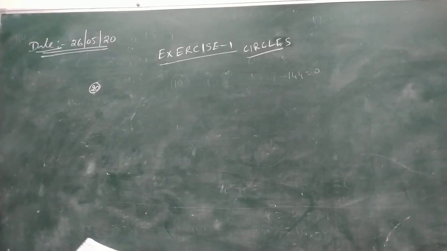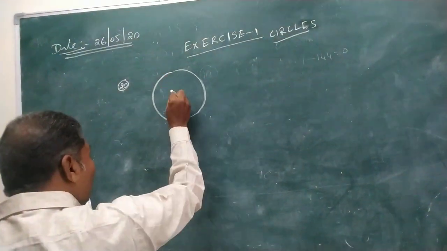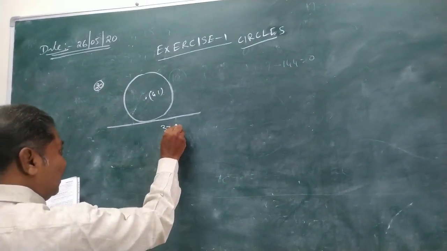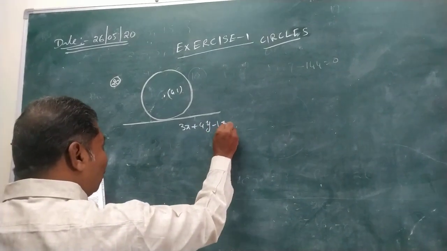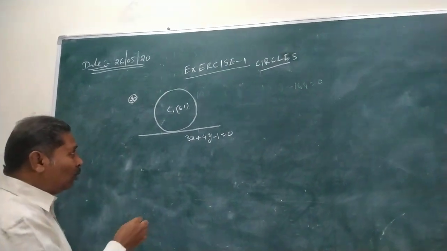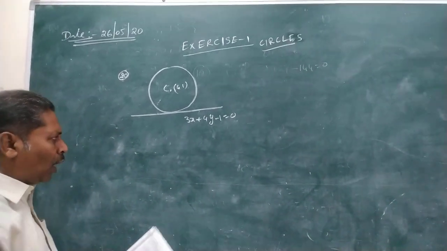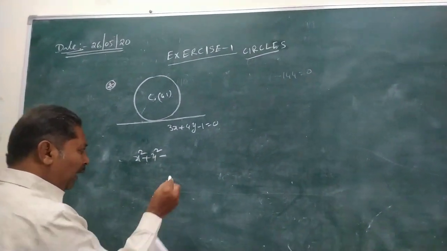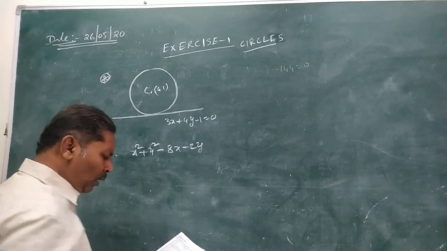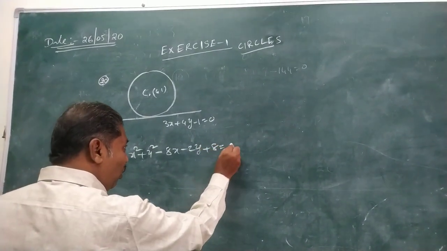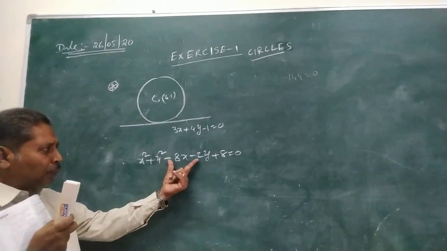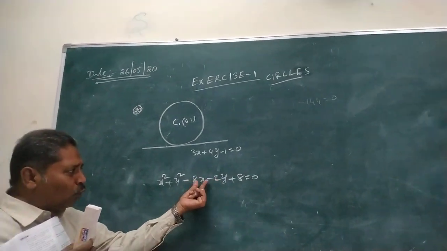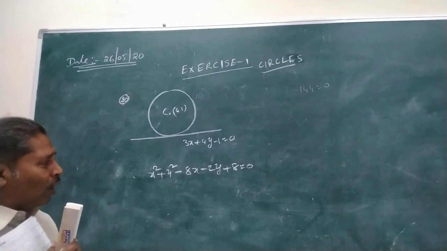Next, a circle with center 4 comma 1 and the tangent equation is 3x plus 4y minus 1 equal to 0. So, by verification, in the third option given, x square plus y square minus 8x minus 2y plus 8 equal to 0. By verification, we get the third option is the right answer. Why? The center of the circle is 4 comma 1, given.